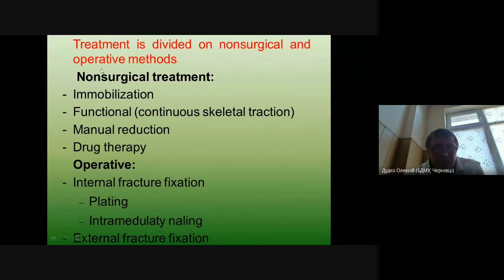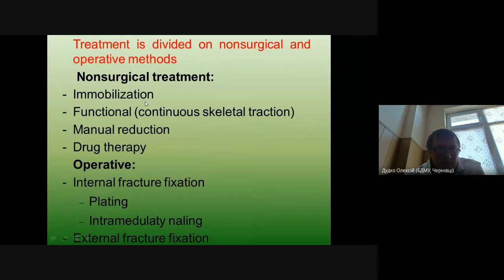So actually, non-surgical treatment can be divided into the immobilization method and the functional method. The immobilization method, we've talked about already. It starts from the place of accident. And the functional method is usually skeletal traction, skin traction, or maybe functional bandages. And we put here, for non-surgical treatment, a manual reduction.